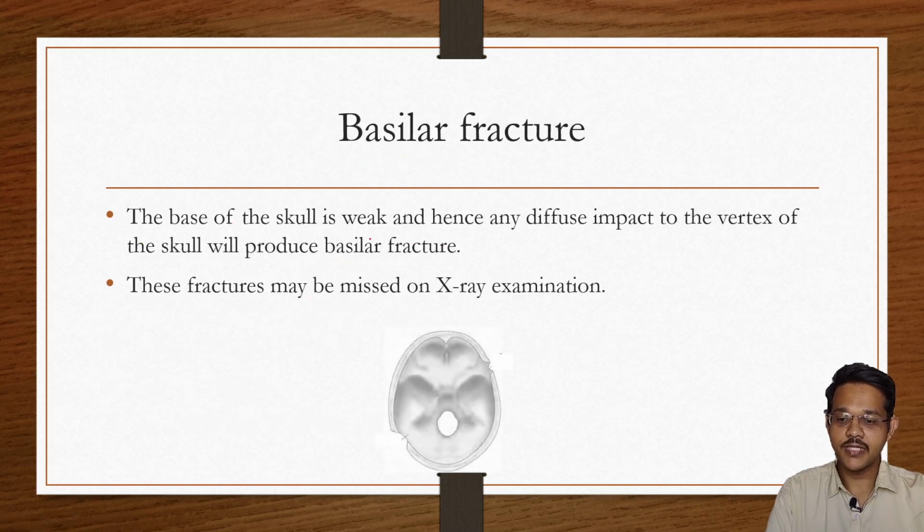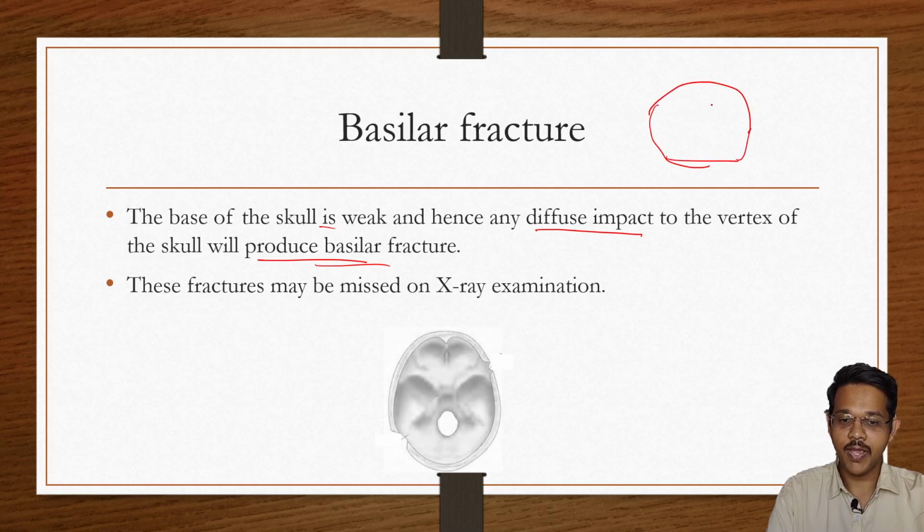So basilar fractures occur mainly in the base of the skull, which is weak, and hence any diffuse impact to the vertex of the skull may produce basilar fractures. So any impact on the head may also impact the base and may result in a basilar fracture. These fractures may be missed on X-ray examination because they are very difficult to detect.